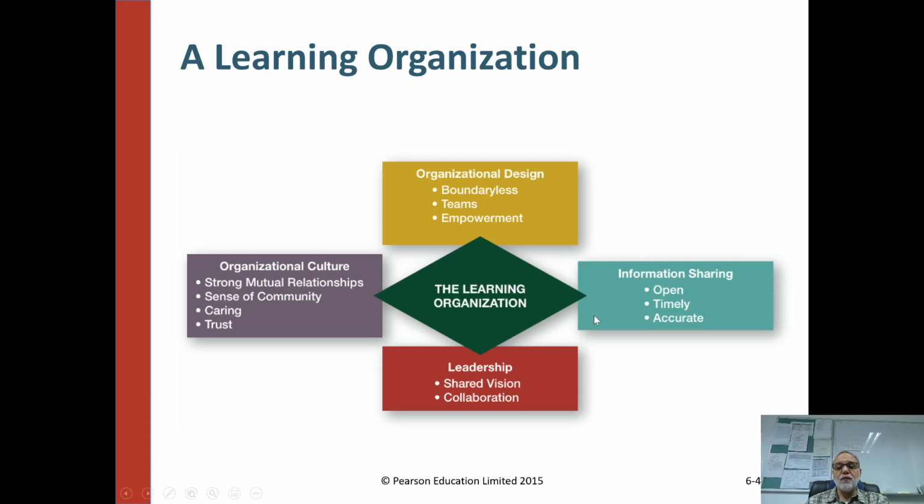Another attribute is information sharing. The information sharing is open, timely, and accurate. In leadership, there is a shared vision and collaboration. The leadership is more democratic in nature, and shared vision and collaboration is encouraged. The culture is strong, and mutual relationships are there. People understand the requirements and the processes of an organization, and there is a sense of community, caring, and trust. Strong cultures are there in learning organizations.